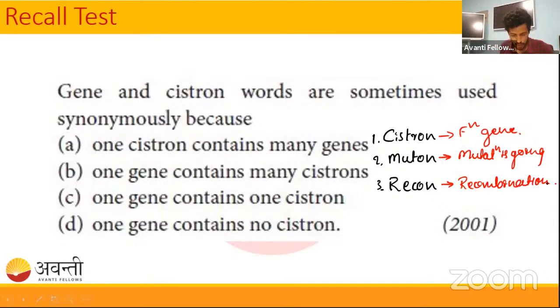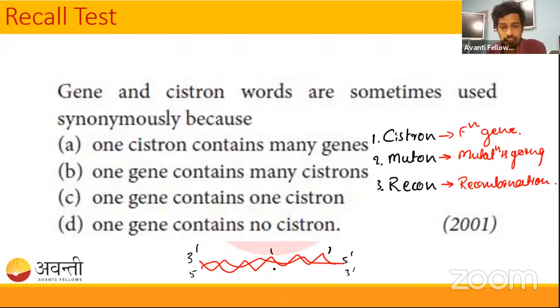Let me tell you, think about a particular set of DNA. This is the part of the DNA, and some part of the DNA is producing a protein. Think about this part from here to here, which I will write as 3' to 5' and 3' to 5'. This is producing a protein, so I will call it the cistron because it's functional. Functional means it's producing the protein: transcription is happening, translation is happening. Those are called cistron.